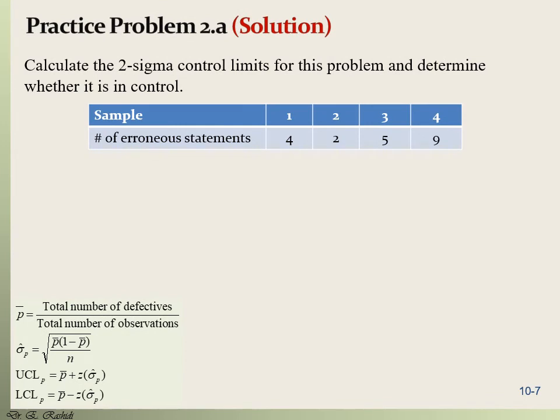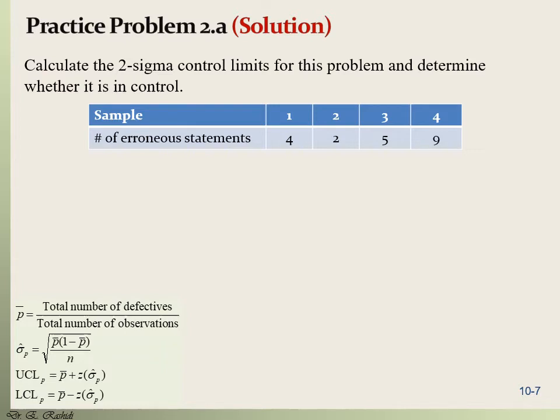All right, let's solve this problem. First of all, this is going to be a P chart, a proportion, because you can count the number of erroneous statements, and also you can count the number of non-erroneous statements. For example, for sample 1, there are 4 erroneous or defective statements, and there are 200 minus 4, which is 196 correct statements. For sample 2, there are 2 erroneous statements, and there are 198 correct statements, and so on and so forth. So you can count the number of defective and non-defective here. So this is going to be a proportion, a P chart.